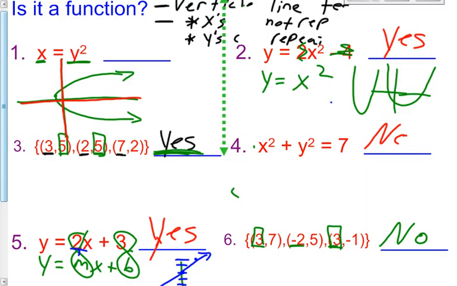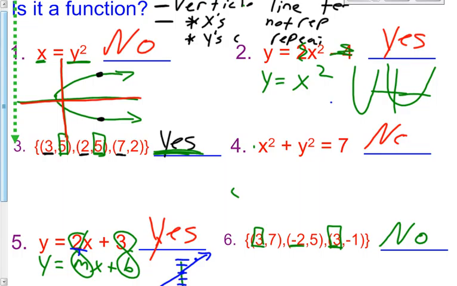So now if we take this vertical line, as you can see, this one is not a function because it touches once right here and it touches once right here. If ever it touches more than once, it is not a function. So for a sideways parabola, this one would be a no. So those are the 6 problems.